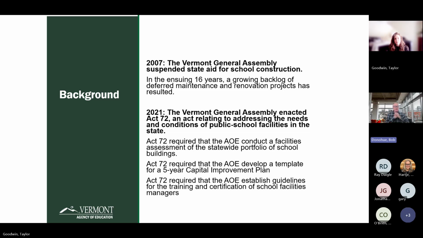and concerns around that. Three of the main things that I've been working on as part of the Act 72 mandates: the AOE was tasked with conducting the facilities assessment of all the schools around the state. But also in parallel with that, they're looking for the AOE to develop a 5-year capital plan template that all school districts could have at their disposal to use if they chose to. And then also establish guidelines for training and certification of school facilities managers. All right, next slide, Taylor.